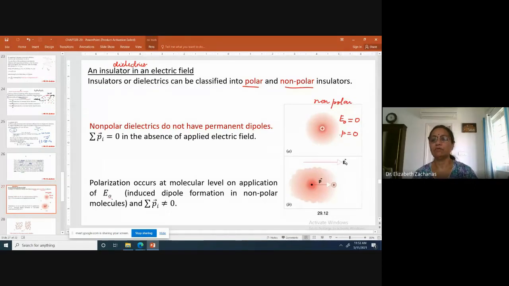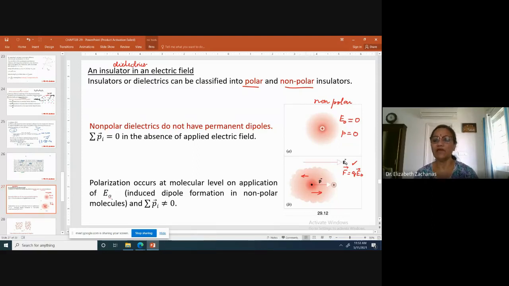Okay? Now, let us apply an electric field. When you apply an electric field, like what is given here, what will happen to the positive charges? The positive charges will experience a force F equal to Q into E naught in the direction of the field. So the positive cloud will get shifted to the right. Similarly, the negative charge will start getting shifted to the left.